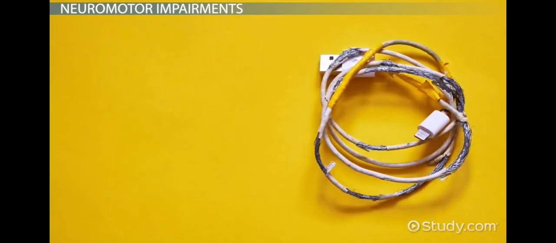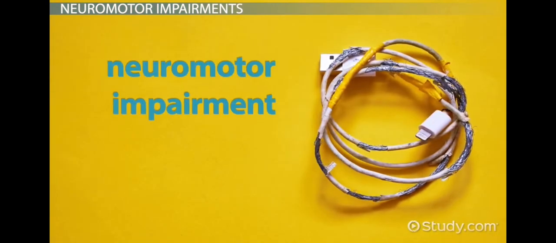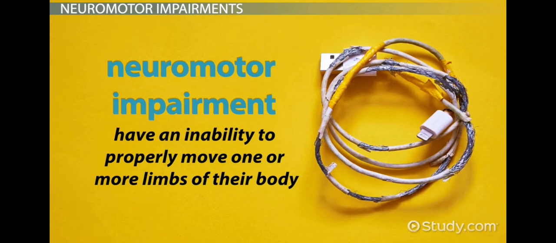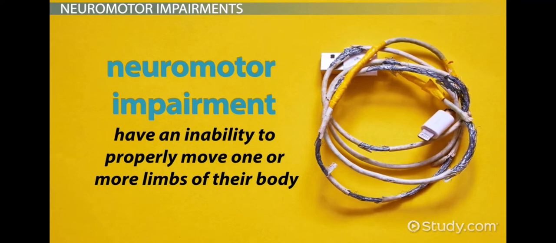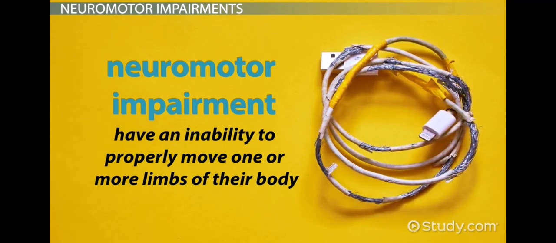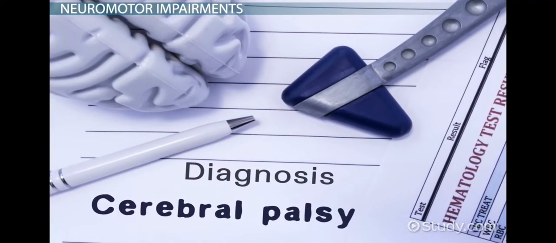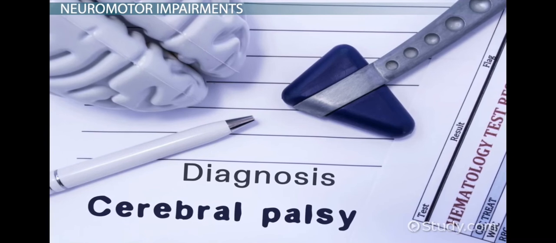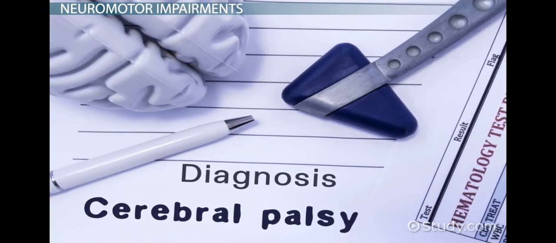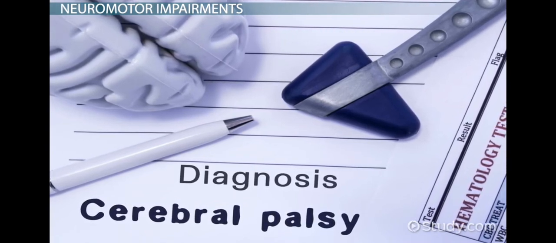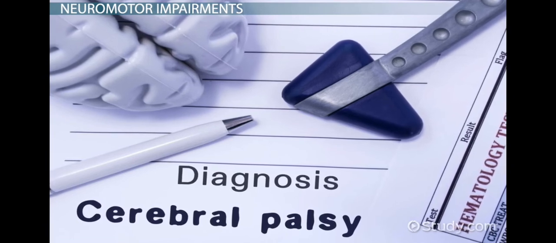One real-world consequence of a child with a neuromotor impairment is that they have an inability to properly move one or more limbs of their body. One disorder that can lead to improper body movements is a condition known as cerebral palsy, where damage to the brain or improper development of the brain before or not long after birth causes problems with movement and posture.